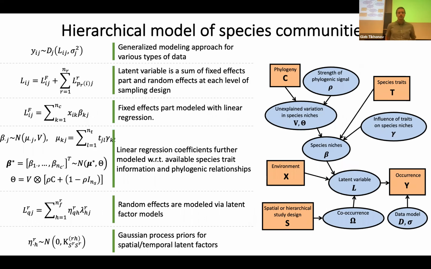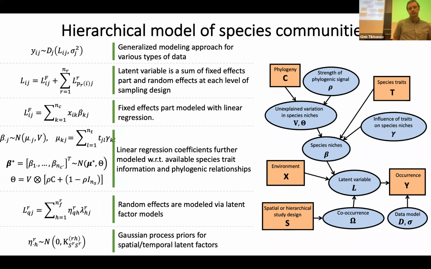And we already saw that Hmsc can be described in terms of statistical formulation. And here we have this summary. We will not go deeper into detail right now. Just a small recap that we have the so-called fixed effect part and the random effect part. And for both of them, we have extra hierarchical layers. For example, the fixed effect parts and the species niches are themselves modeled as regression with respect to traits, and potentially modulated by phylogeny.